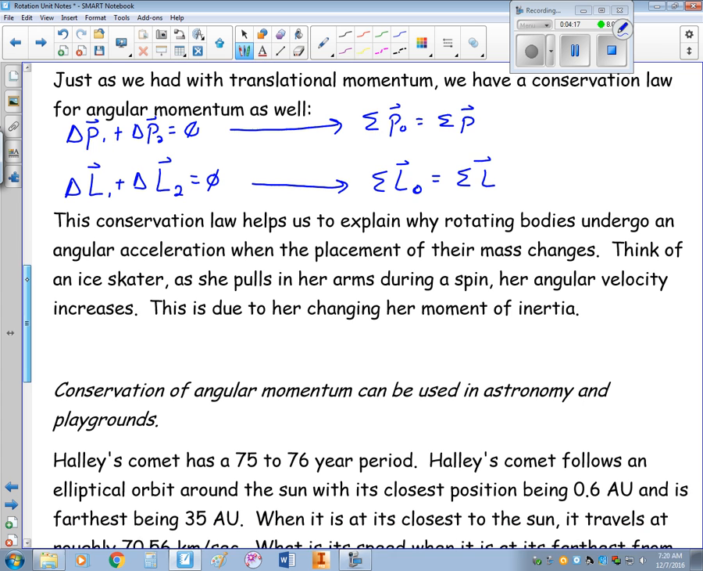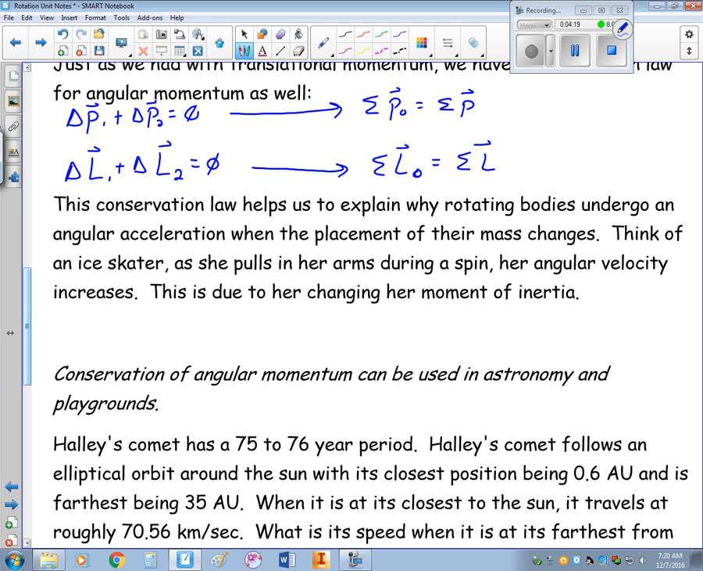Now this conservation law helps us explain why rotating bodies undergo an angular acceleration when the placement of the mass changes. So I want you to think of an ice skater. As she pulls in her arms during her spin, her angular velocity increases. And you might have done this just playing around. It's because she's changing her moment of inertia.